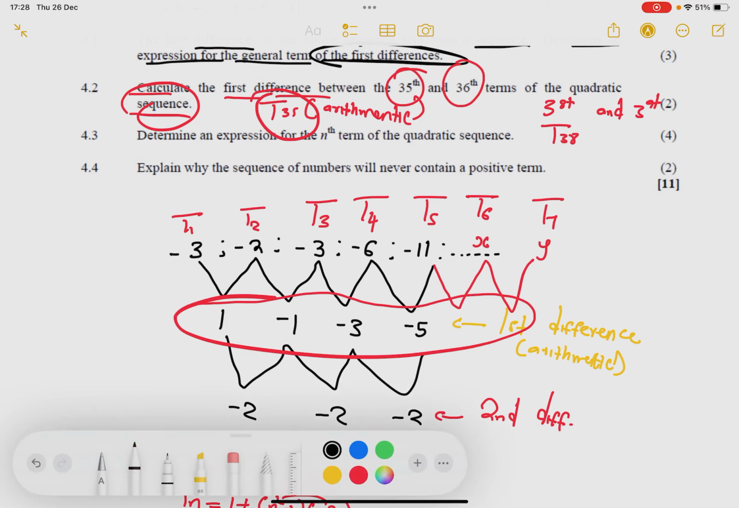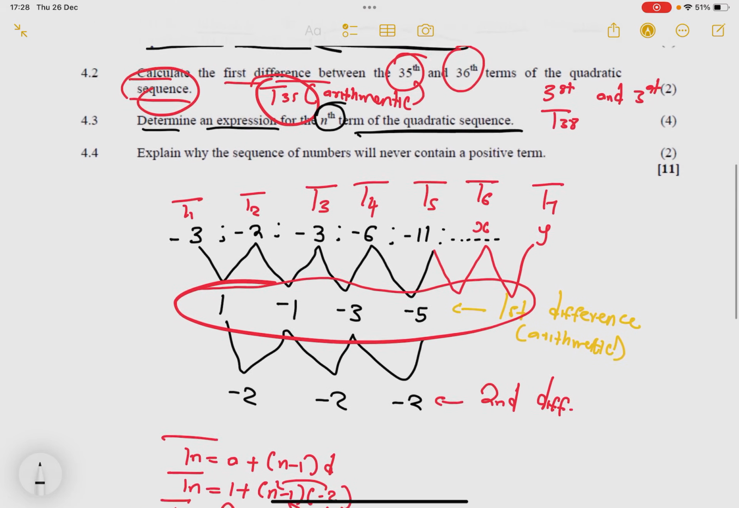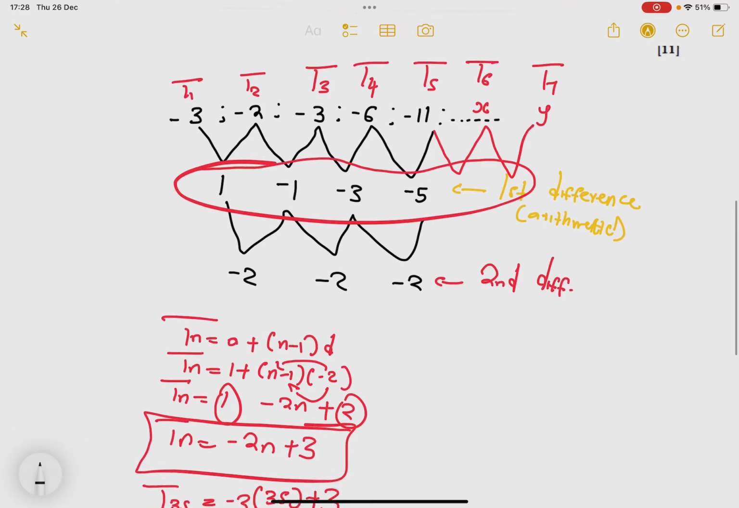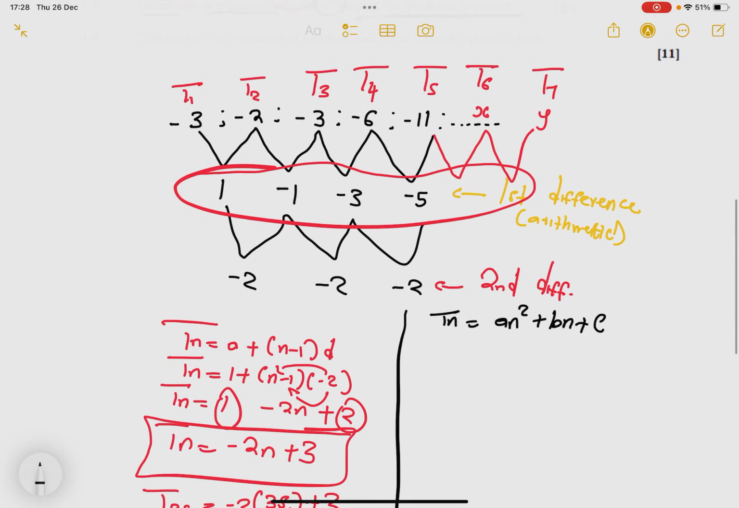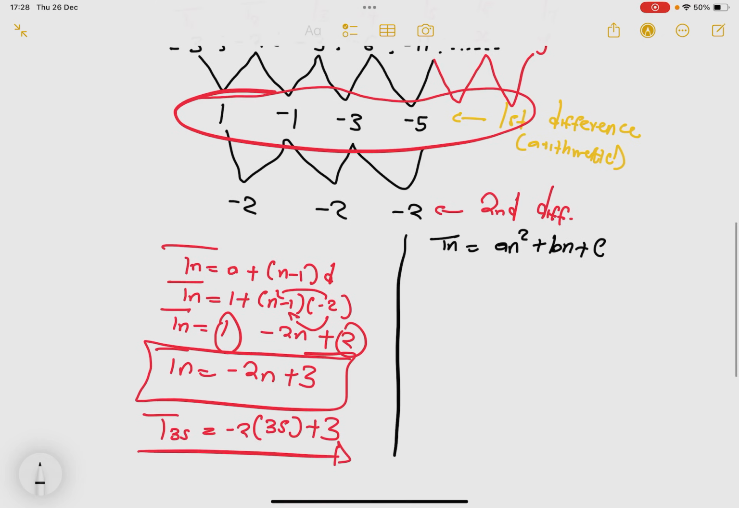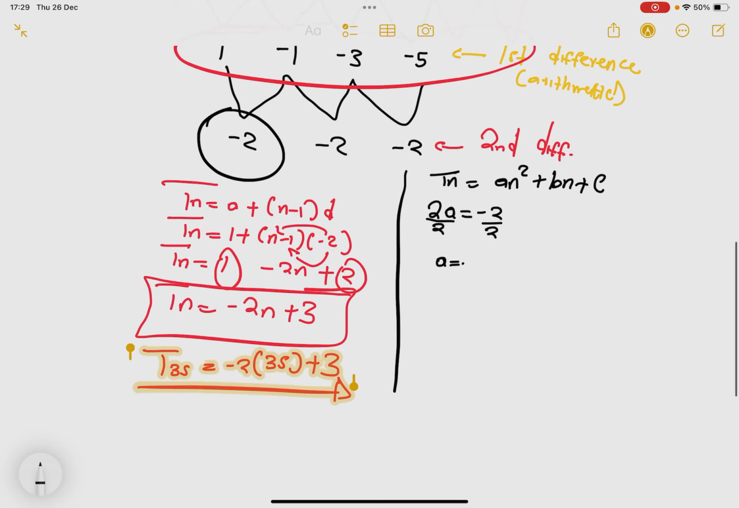Okay, let's just look at this. They say we need to determine an expression for the nth term of this quadratic problem, right? So we need to find the nth term, and how we're going to do it. We all know that Tn is given by an squared plus bn plus c, right? Now, what is the value of a? I've told you each and every single time, you need to say 2a equals the second difference. And at this point, the second difference is going to be minus 2. So you're going to divide both sides by 2. Therefore, the value of a equals minus 1.